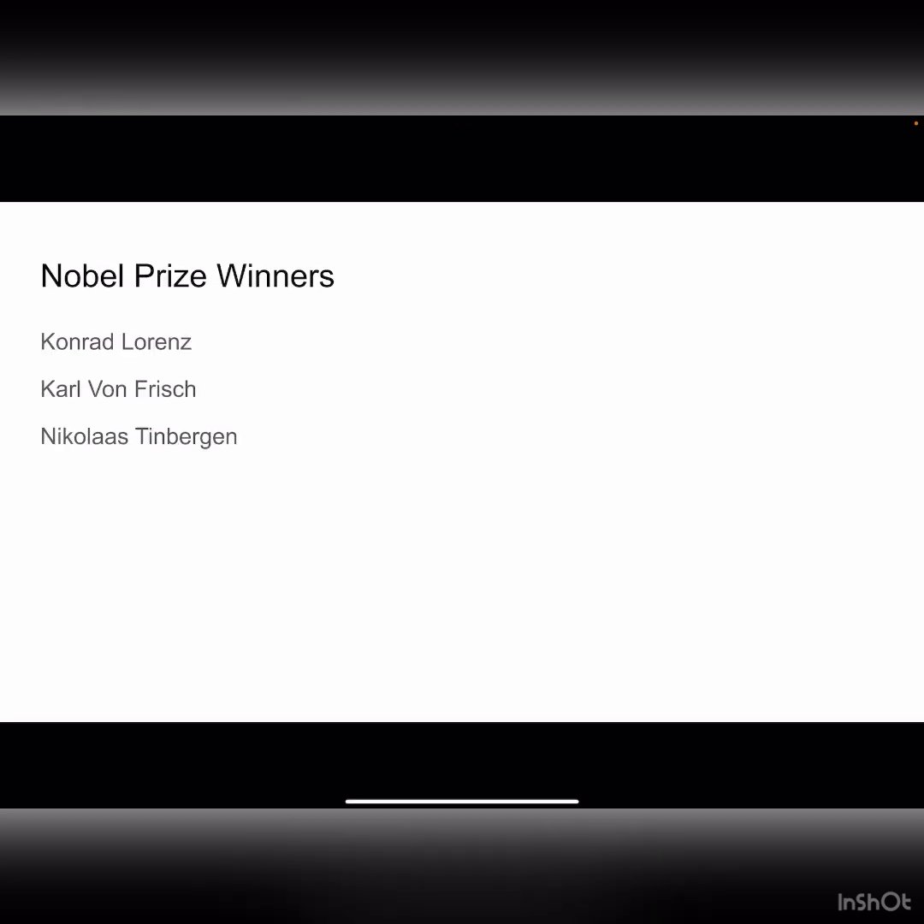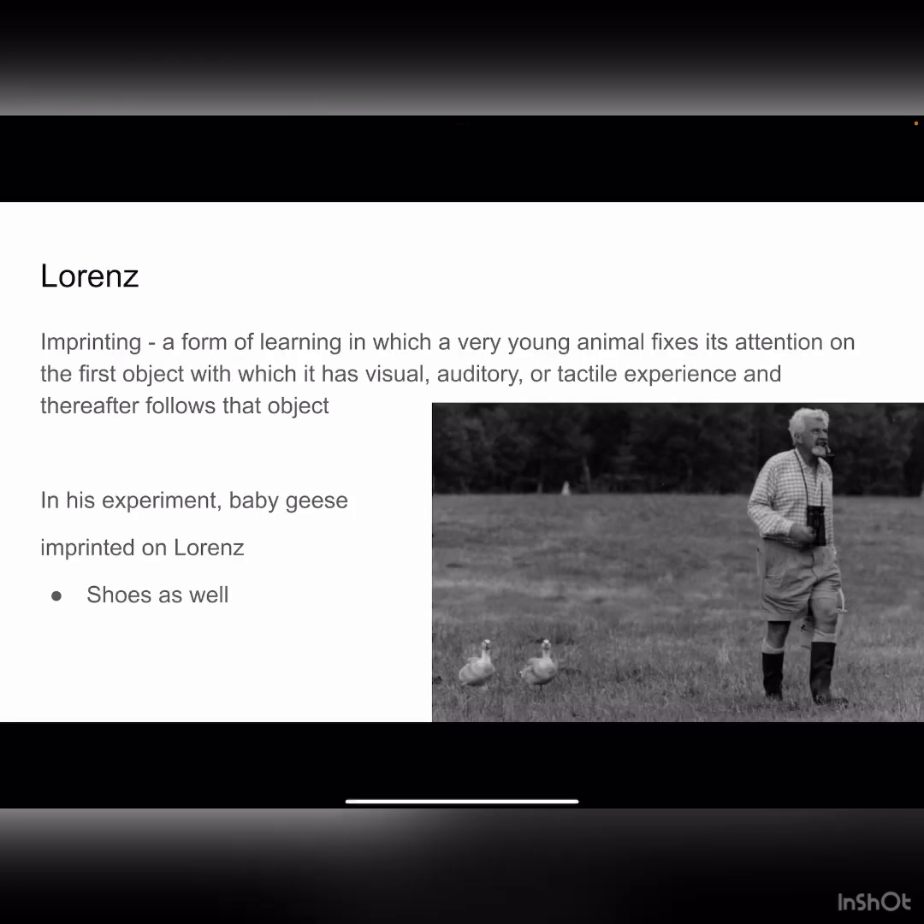Now we move on to our 3 Nobel Prize winners. The 3 that you'll need to know for this class are Lorenz, von Frisch, and Tinbergen. Lorenz is most famous for his discovery of imprinting. Imprinting is a form of learning in which a very young animal, usually a baby, fixes its attention on the first object it has visual, auditory, or tactile experience and thereafter follows that object.